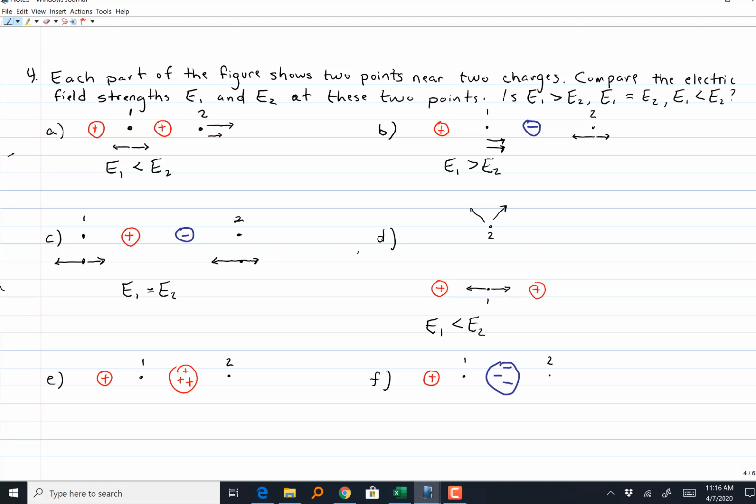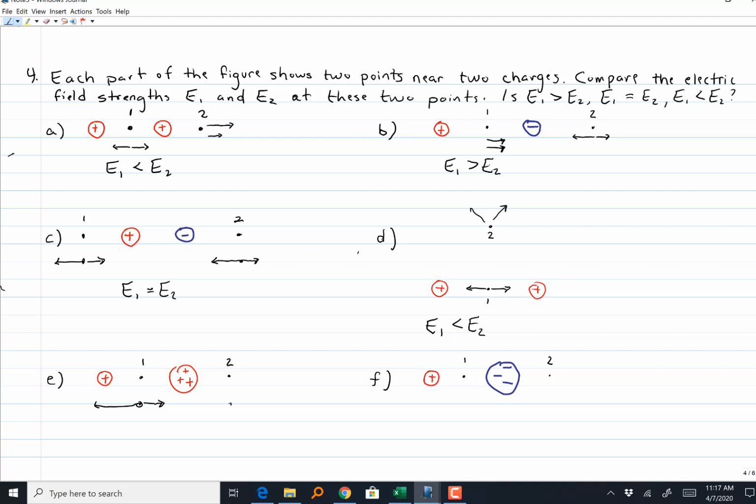All right, in part E, we've got point 1 in between the two charges again, except now the positive charge on the right is going to be quite a bit larger, or at least 3 times as large. So I'm going to expect there to be an electric field that's 3 times as large pointing away, and then pointing away on the other one from the other single positive charge, another vector. So it's going to partially cancel out, pointing to the left.